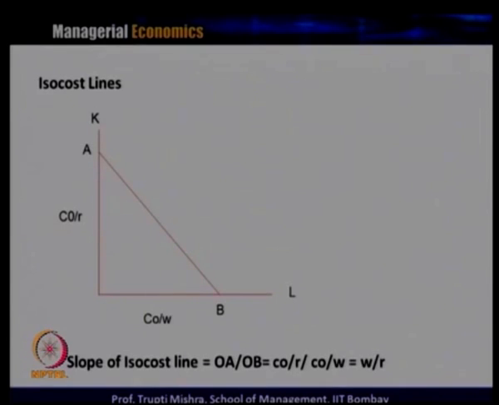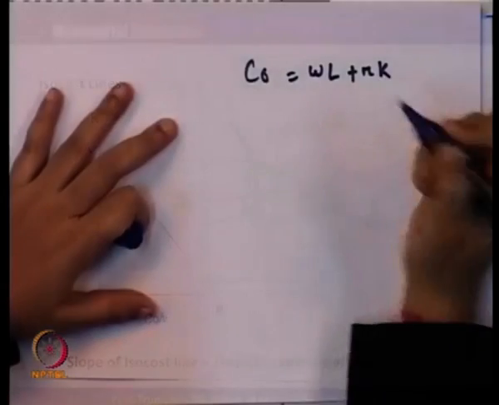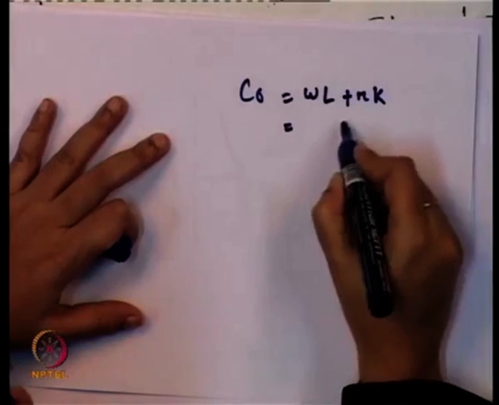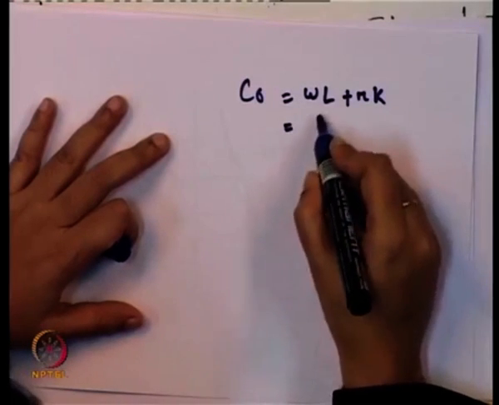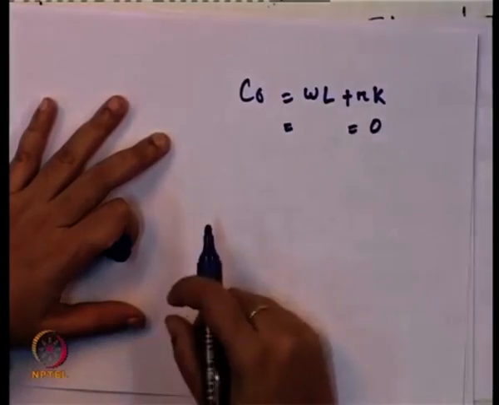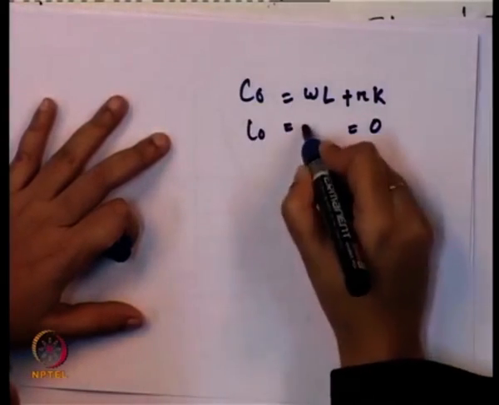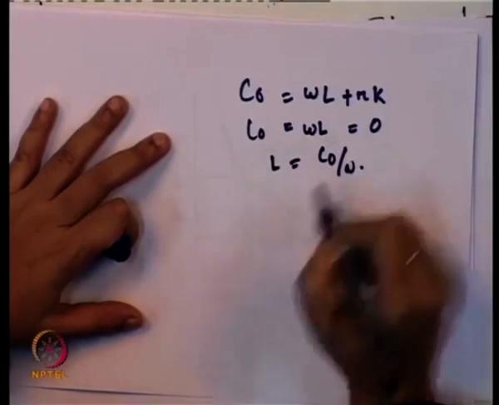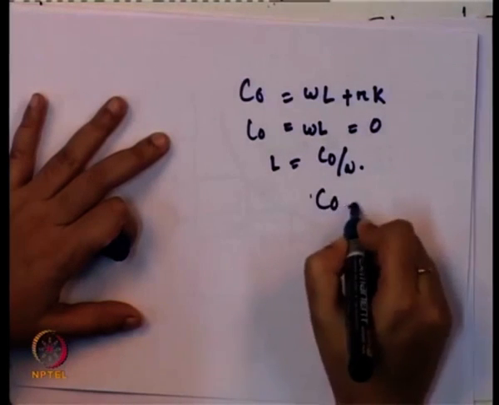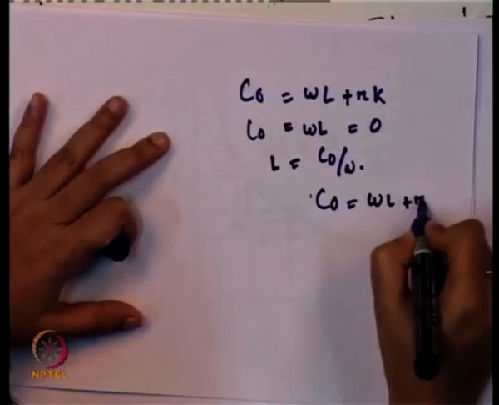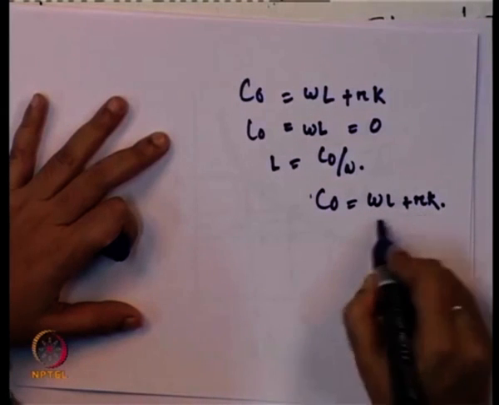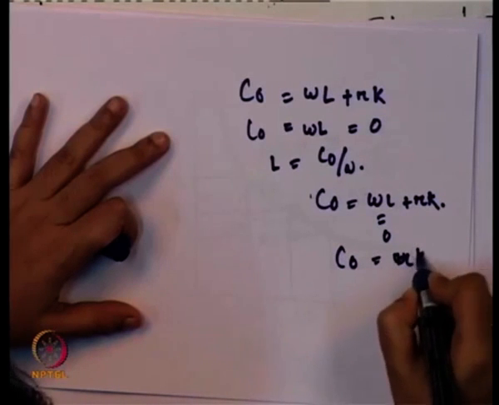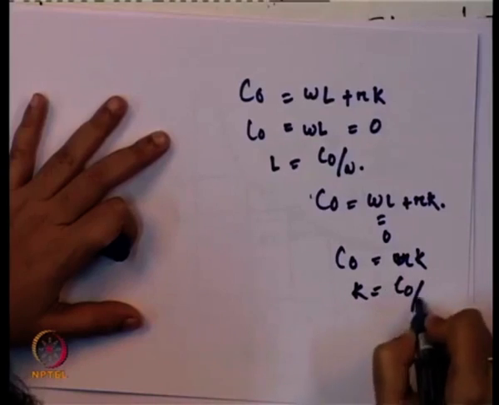So, C0 is equal to WL plus RK. Assuming that the firm is spending the entire fund only on labor, or the firm is producing the output only with the help of labor, then RK becomes 0. So, C0 is equal to WL, and if you solve for L, this becomes C0 by W. Similarly, if the firm is producing the output only by using capital, then WL becomes 0. So, C0 is equal to just RK and K is equal to C0 by R.